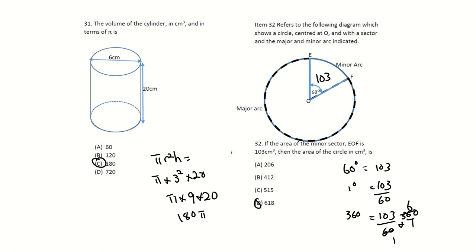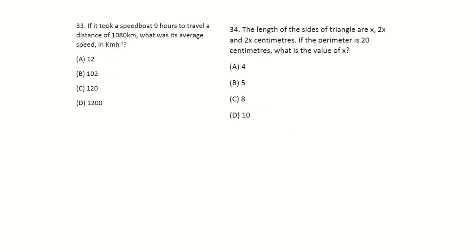This was a repeated question. Well, variation. If it took a speedboat 9 hours to travel a distance of 180, what is the speed? This is 120. This is our next repeated question. x plus 2x plus 2x is equal to 20. So 5x is equal to 20. So x is equal to 4, right?